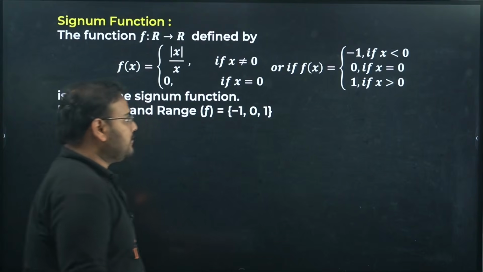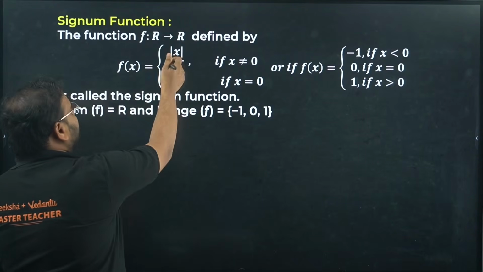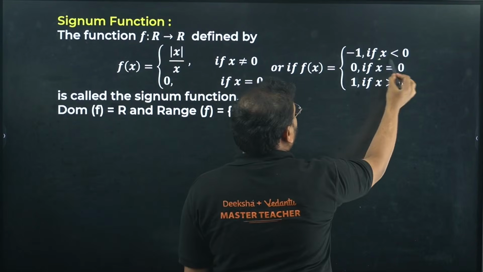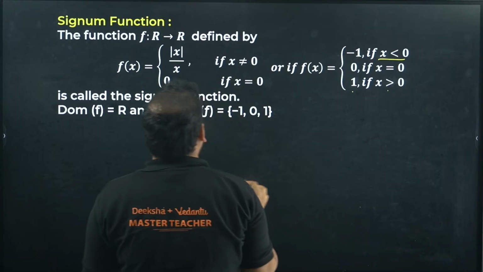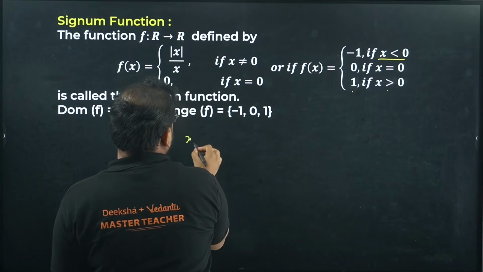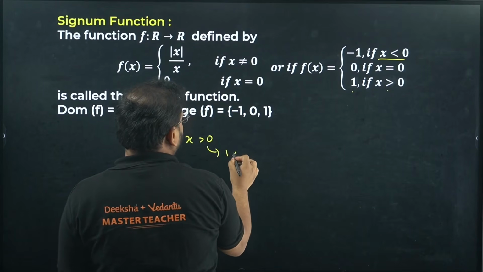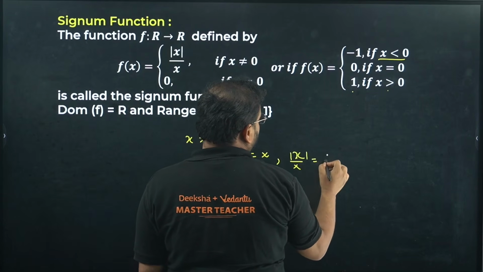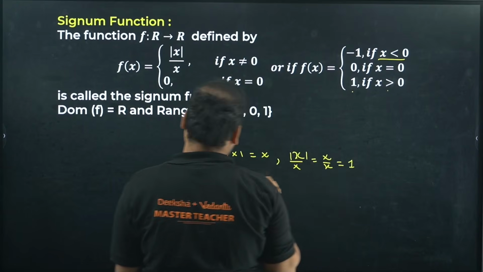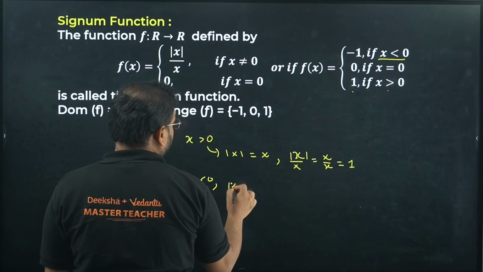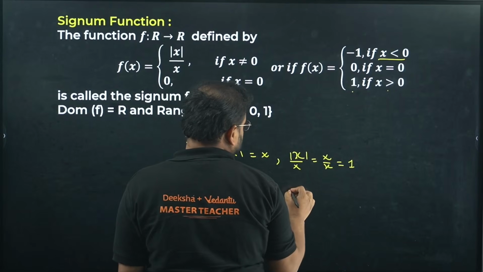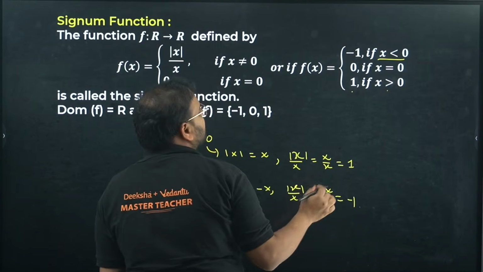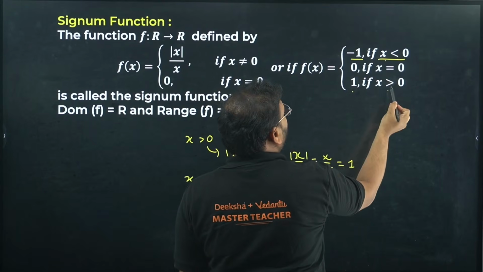Signum function. Okay, special definition is there. We define it like this: mod of x by x comes out to be -1 for all x less than 0, +1 for all x more than 0. Of course, I hope you understand this. Check here. If x is more than 0, mod of x becomes x, then mod of x by x becomes x by x. Answer is 1. When x is less than 0, mod of x becomes minus x, then mod of x by x becomes minus x upon x. Answer is -1. So for all x less than 0, it is -1. For all x more than 0, it is 1.